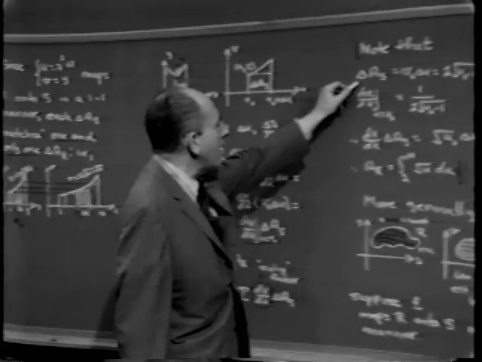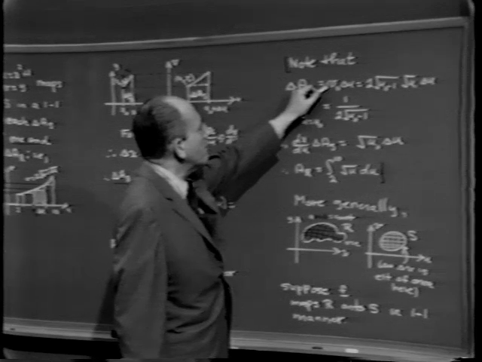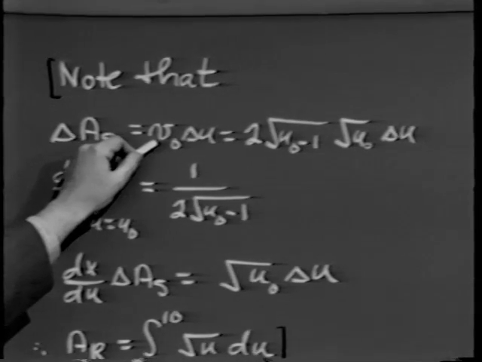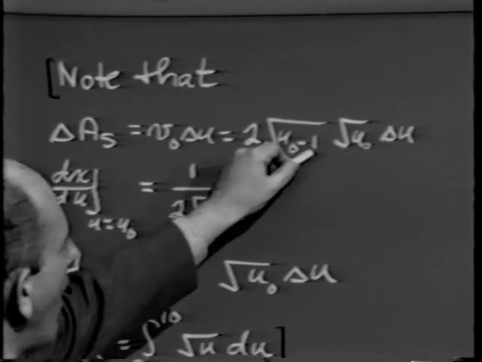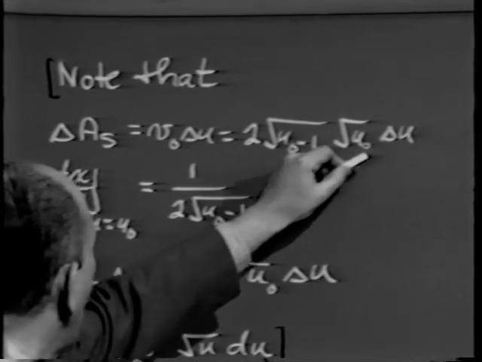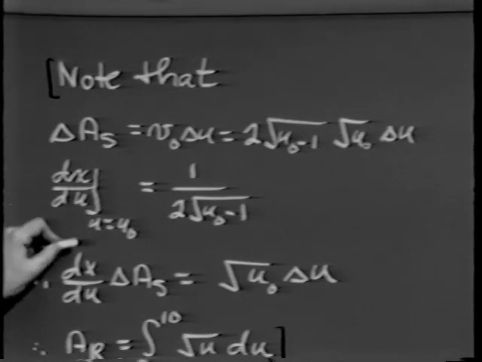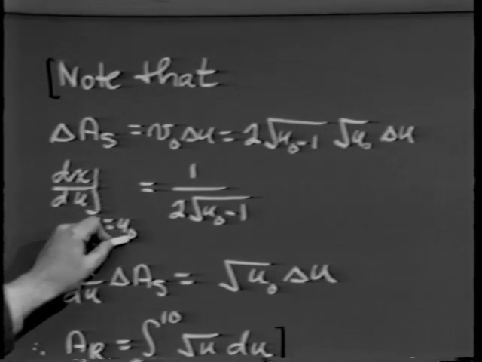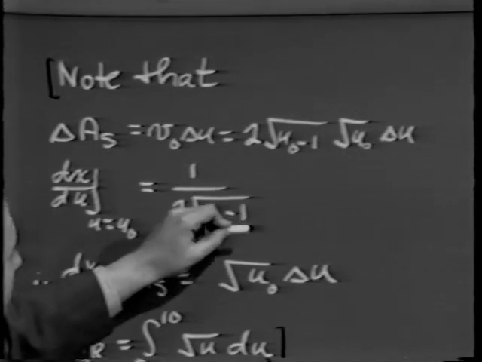Notice that delta A sub S was v sub 0 times delta u. And notice that by definition of what the curve looked like in the uv plane, v sub 0 is twice the square root of u0 minus 1 times the square root of u0. On the other hand, what is dx/du? Since u is equal to x squared plus 1, it's easy to show that dx/du is 1 over twice the square root of u minus 1. So in particular, when u equals u0, dx/du is 1 over 2 square root of u0 minus 1.